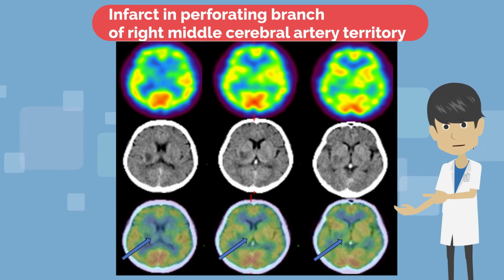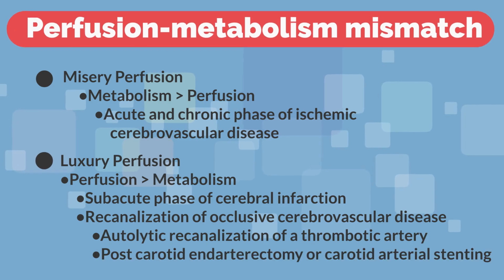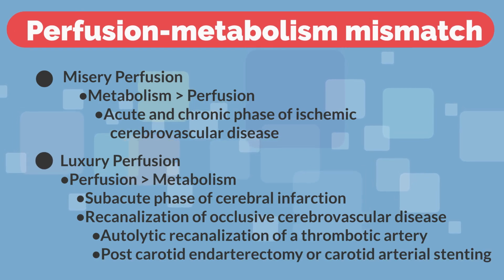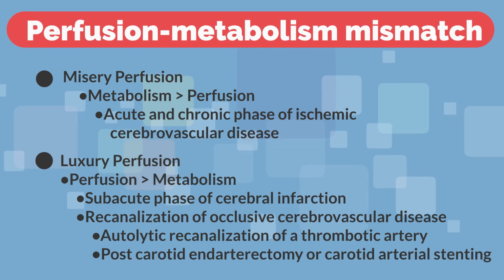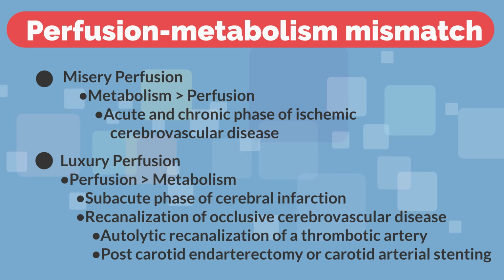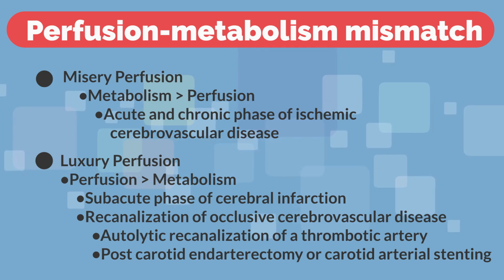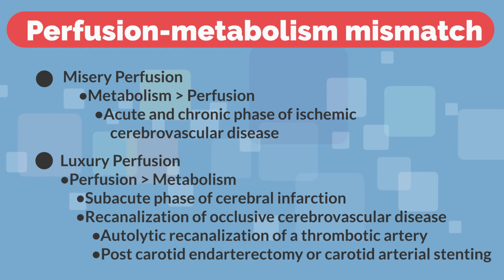Let me explain the relationship between brain perfusion and metabolism. Under normal conditions, brain perfusion and metabolism are correlated, and brain perfusion is also related to brain function. In misery perfusion, brain perfusion is reduced compared to metabolism. This is seen in the acute and chronic phases of ischemic cerebrovascular disease.